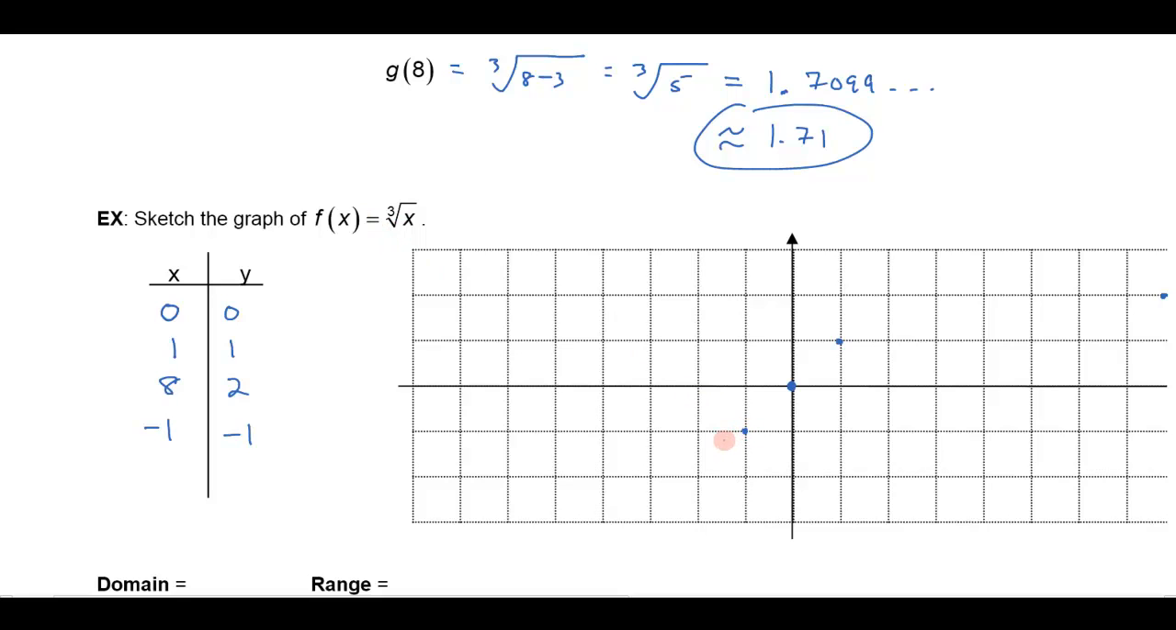So that's this ordered pair. If I plug in negative 8, the cube root of negative 8 would be negative 2. So if I come all the way over here, 2, 4, 6, 8, that'd put me right here. Okay, and maybe another one. Let's plug in, say, 1/8.